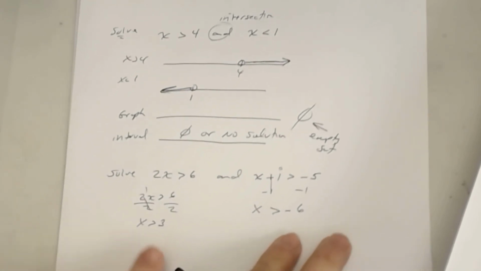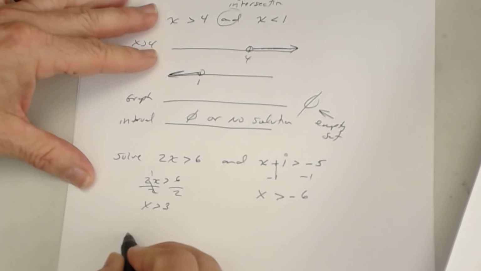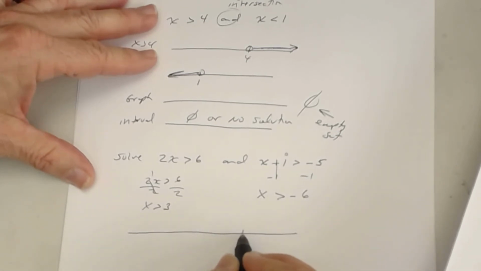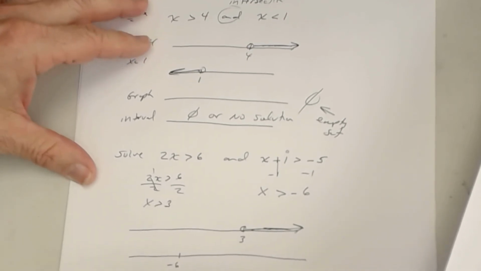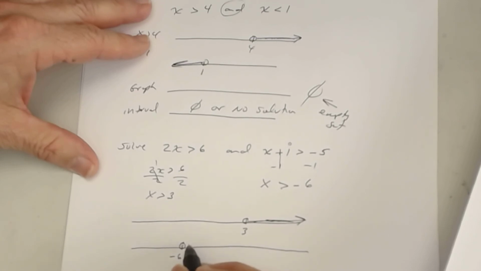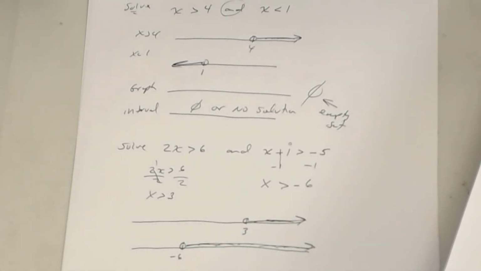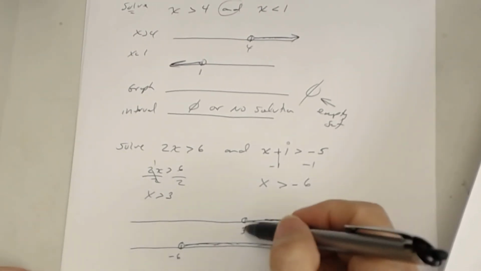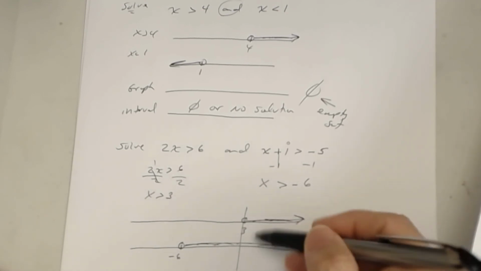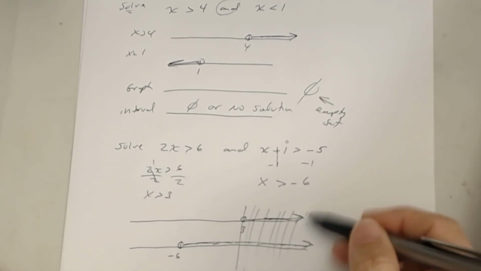So you look at the two graphs. It helps me look at the two graphs. Graph them separately. Here's 3. What do I put on 3? Going which way? To the right. Here is -6. Open or closed? Going which way? To the right. And I got to look to see where those two graphs do what? Intersect. They intersect from, you see how I'm kind of shading in where they intersect? From 3 to what? Infinity.